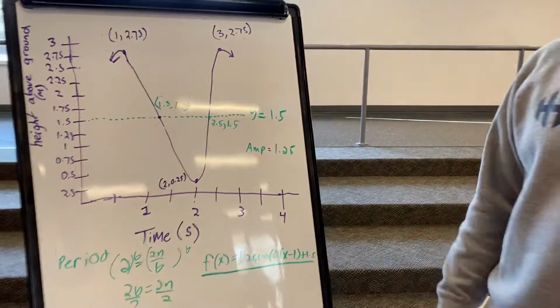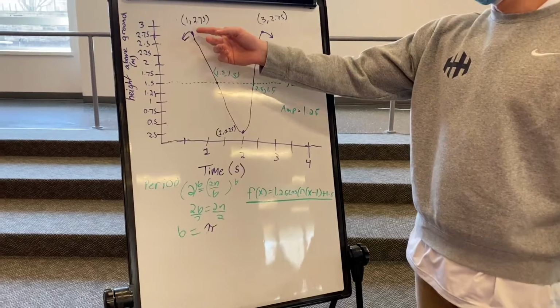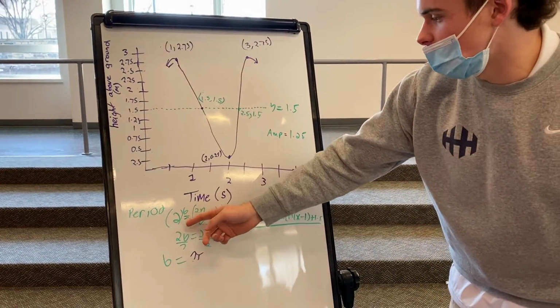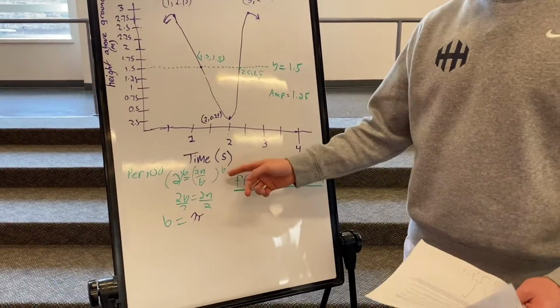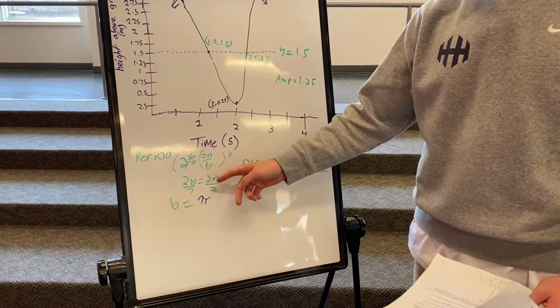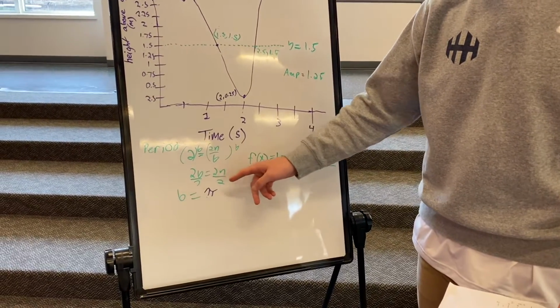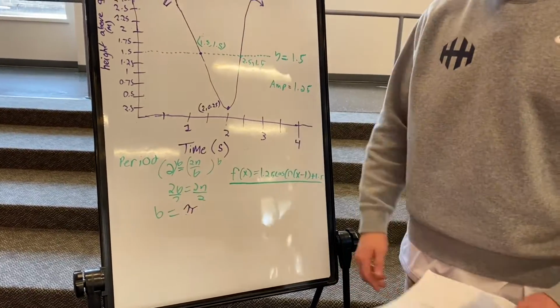The next thing we tried to figure out was the period. Here we saw that the period as a whole was 2 seconds. So we have 2 seconds equals 2 pi over b. Then we multiplied each side by b, so we had 2b equals 2 pi. We divided each side by 2, and that comes out to b equals pi.